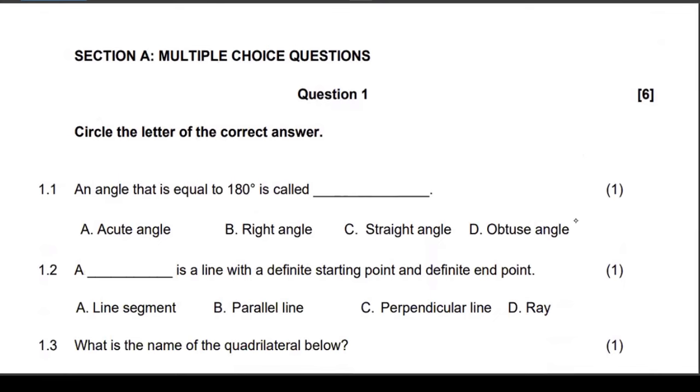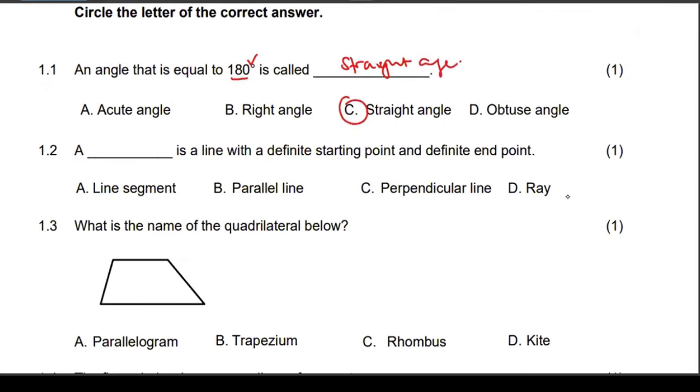They're telling us about an angle that is equal to 180 degrees. Angles that are equal to 180, we know that is a straight line, so it can be called a straight angle. So that is option C. And then a dash dash dash is a line with a definite starting point and a definite end point. So that is a line segment, which is option A.